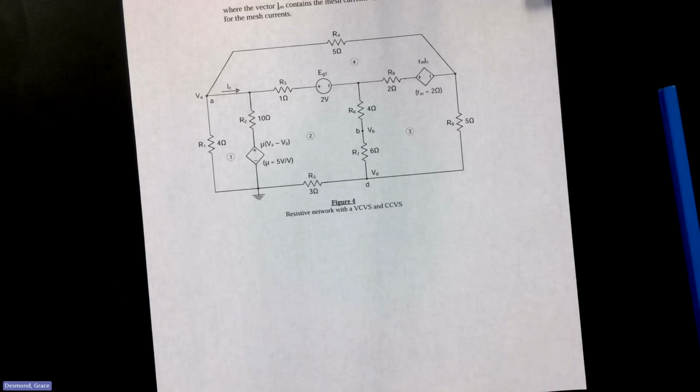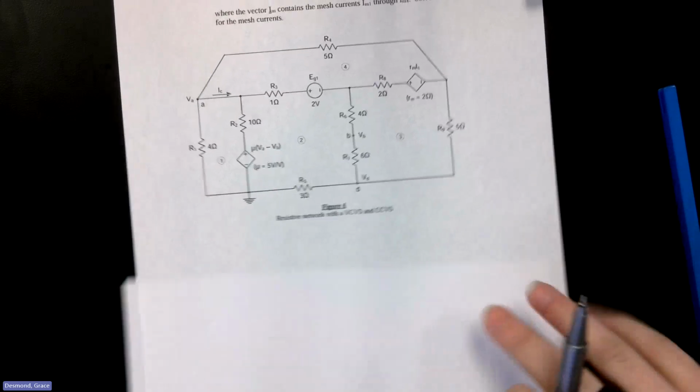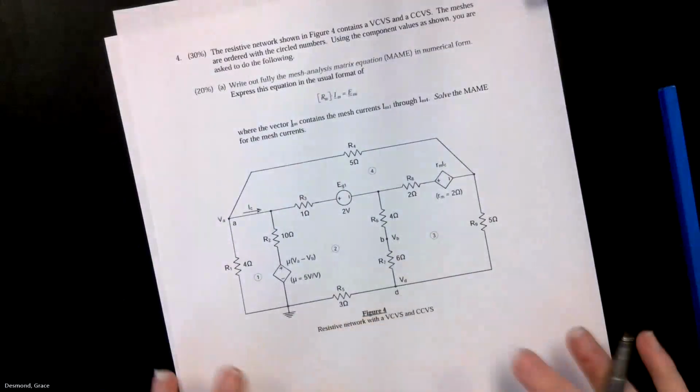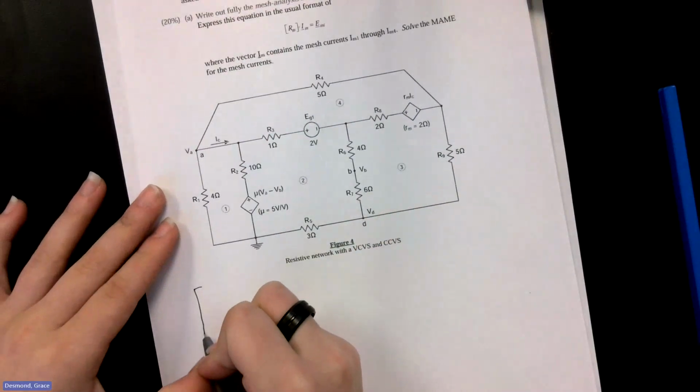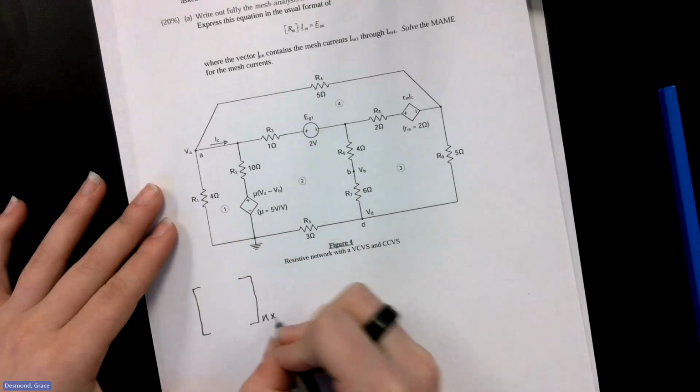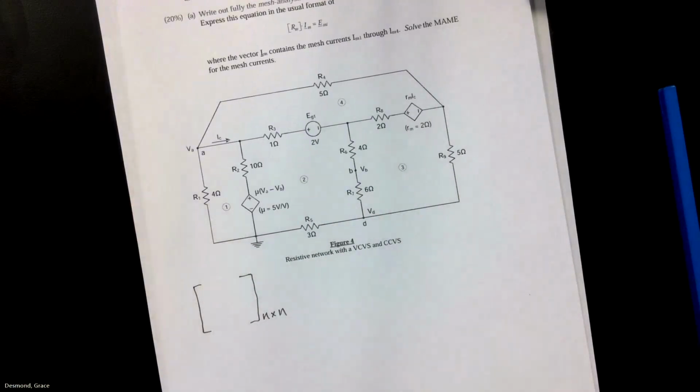I'm just gonna basically teach it right now because I haven't taught it to any of y'all yet. So how many meshes are there? There are 4. How big is our matrix gonna be? Exactly. So we have a matrix that is an n by n.